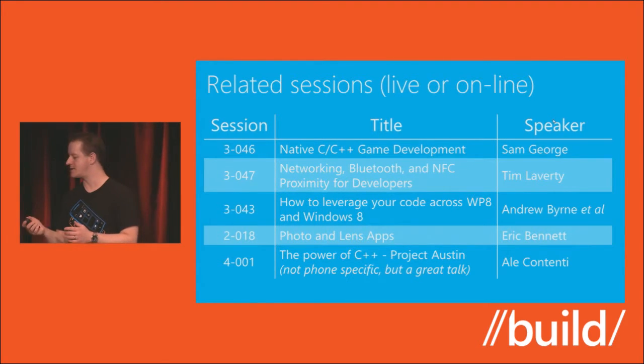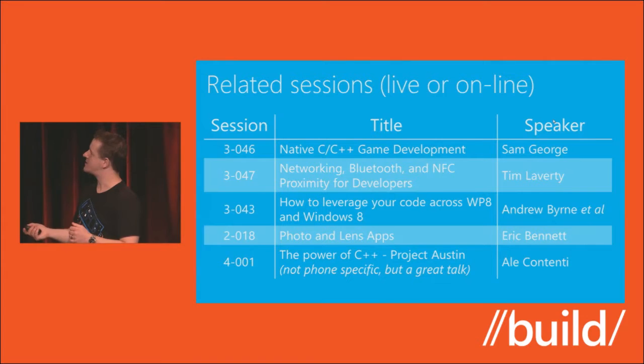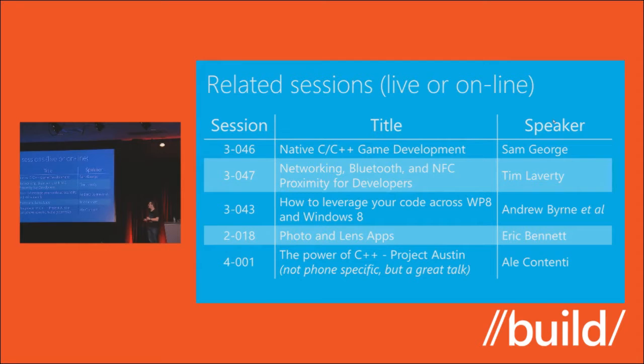And here are some related sessions you might want to take a look at. This is the session for writing native games if you're really into Direct3D. This is the session about networking, Bluetooth, and proximity. This is the code porting talk I talked about, which is really managed code portability. This is a great talk about our new lenses feature, because photography and image processing is one of the key places where we think people will have a mostly managed UI, but then core native libraries for doing image processing, filters, and so on. And then this one, 401, is not a phone-specific talk, but it is a great talk about some of the new things in C++.